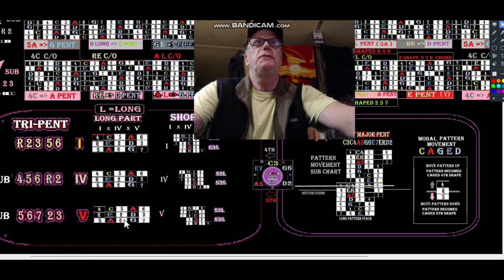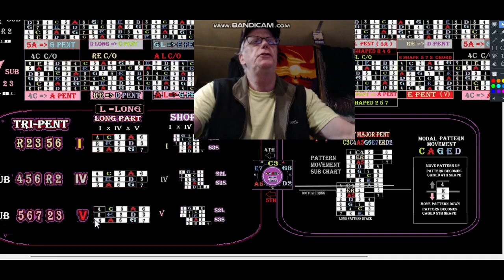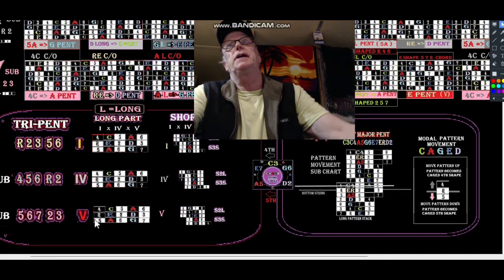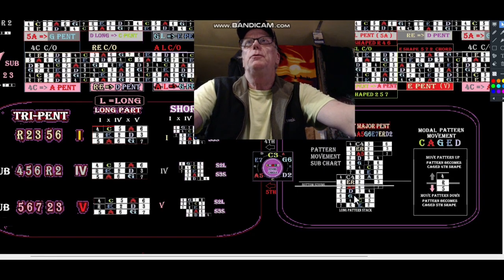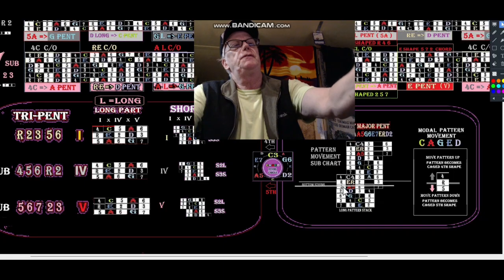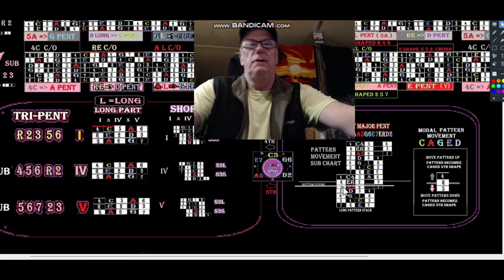Look at this one, 5, 6, 7, 2, 3, 5, 6. But notice the shape of these patterns. A long and two shorts stacked on top of it, because the fifth becomes the new root in a pentatonic scale. Now we move the pattern up, where root was, now becomes the fifth. So obviously if it's key of C, C is the fifth of F, F is the fourth of C. So the pattern becomes 5, 6, root, 2, 3, 5, 6.